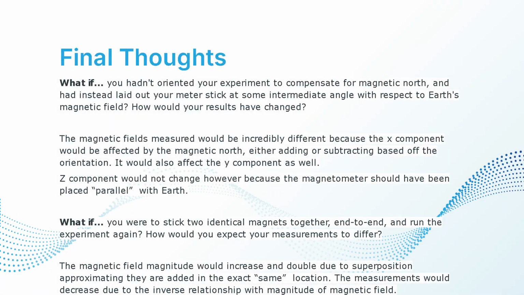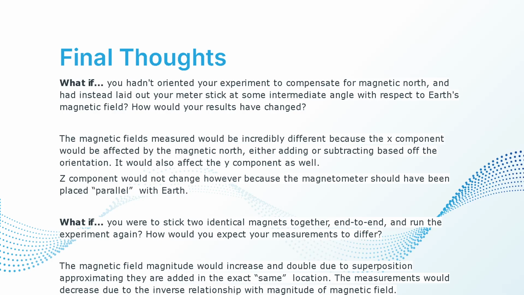Some final thoughts though. What if you oriented your experiment to compensate for magnetic north? How would it change? If we didn't do that, it would be pretty bad because the X direction would be affected by the Earth, and it would affect the Y. However, it wouldn't affect the Z because we were parallel with Earth.